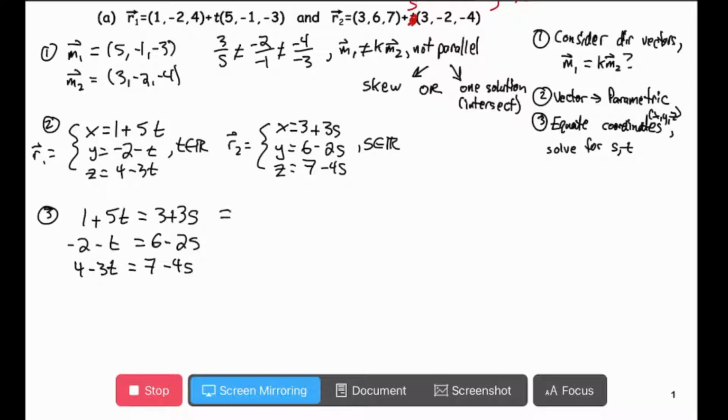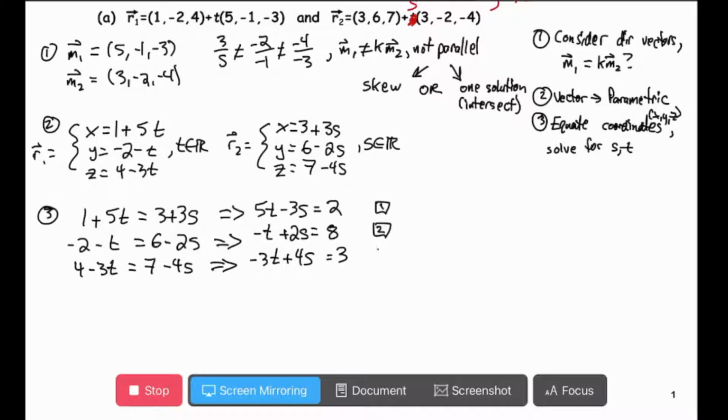All right, let's tidy these up. I'm going to collect my like terms and everything. So I'm going to end up with 5t minus 3s equals 2. I am going to have negative t plus 2s equals 8. And I'm going to have negative 3t plus 4s equals 3. So I'm going to have my equations: equation 1, equation 2, equation 3.